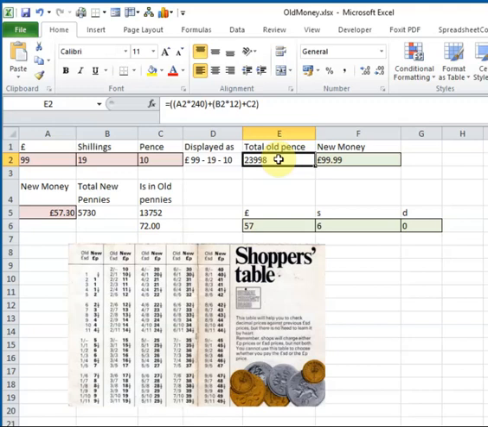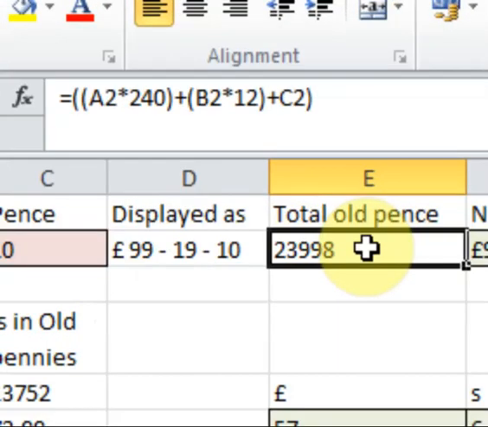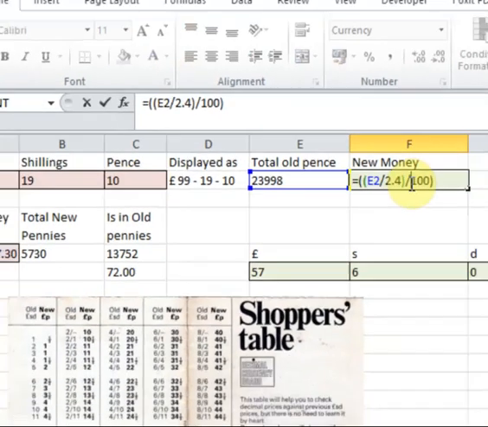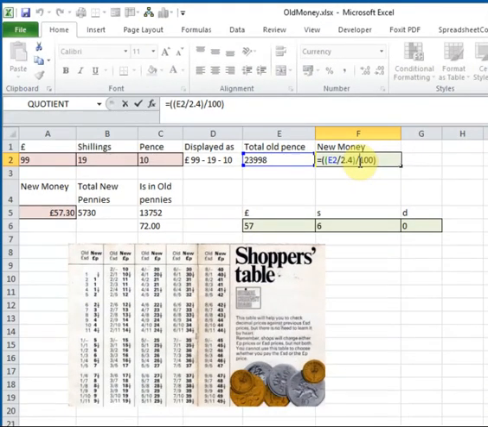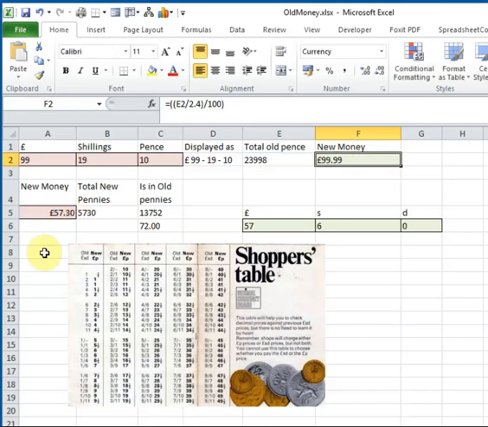To calculate the total number of pennies, you multiply the number of pounds by 240, the number of shillings by 12, and then the number of pennies by 1, and then you add the totals. So the formula that we have here in E2 is the number of pounds times 240, plus the number of shillings times 12, plus the number of pence times 1, or rather just that cell value. To calculate the value in new pennies, you must then divide that amount by 2.4 and then divide this again by 100.